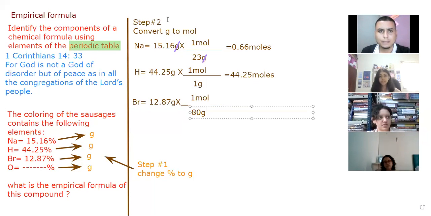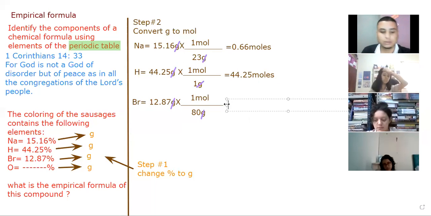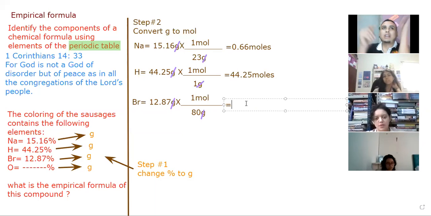Okay. Cancel. Look, I have a mistake here. I didn't cancel this, and I need to cancel the common units that you have up and down. So what is the answer here? 12.87 divided by 80 is 0.16, like this.